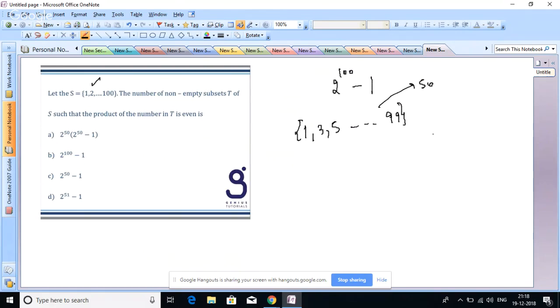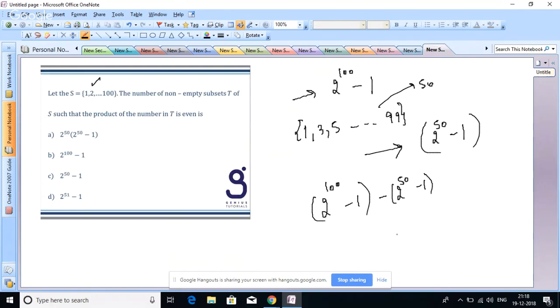So we can say that the number of sets will be 2 to the power 50, and non-empty sets will be 2 to the power 50 minus 1. These were those sets which contain all odd numbers, so they will not form an even product. So we just subtract these sets out of the total. So your answer would be 2 to the power 100 minus 2 to the power 50. This is your correct answer. Or you can take 2 to the power 50 common out of it. So A option is your correct answer.